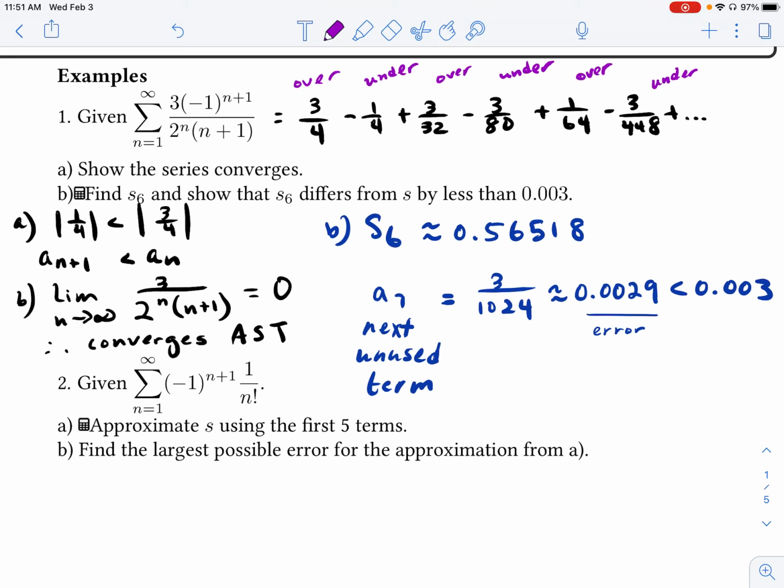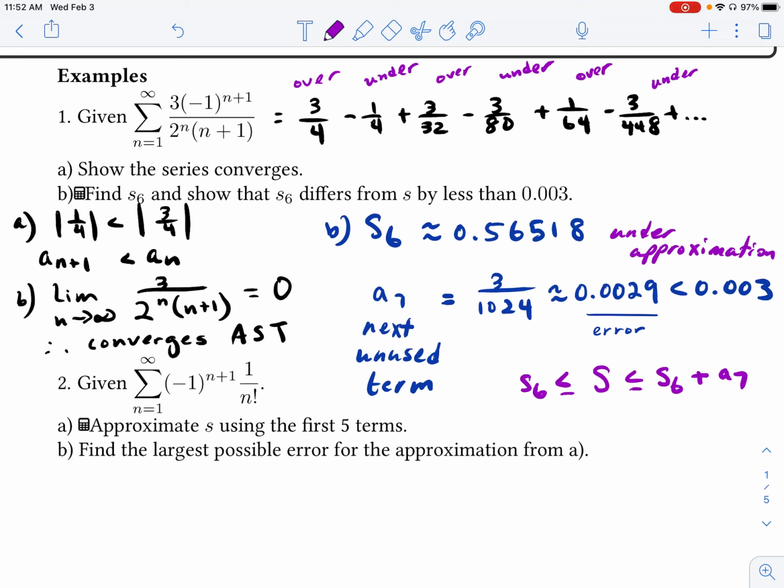In other words, we can say that this partial sum that we found, S sub 6, is less than or equal to the actual sum of our series. This is an under approximation, right? But even though this partial sum is less than or equal to the sum, we know that this sum can't go beyond this amount. So if you take 0.56518 and add this error that we have, 0.0029, we're saying that our actual sum must be less than or equal to that number.